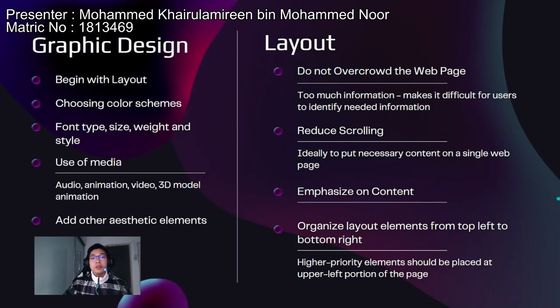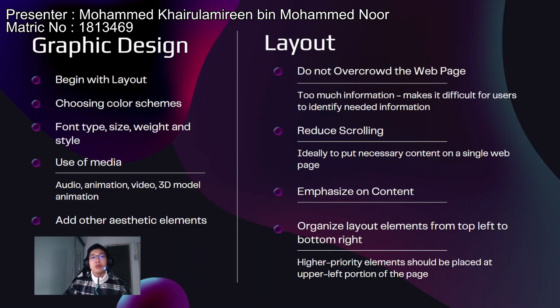Next, the graphic design ensures an aesthetic web app, starting with the layout, then choosing the right color scheme that looks appealing to the user or demanded by the stakeholders. Now, next is choosing the suitable font type, size, weight, and style. For example, the name of the web app commonly has a big font size in order to ensure users remember the name of the web app. Then, the use of media such as audio, animation, 3D model animation, and much more. This will make the web app look less static and look more interesting. Lastly is to add other aesthetic elements.